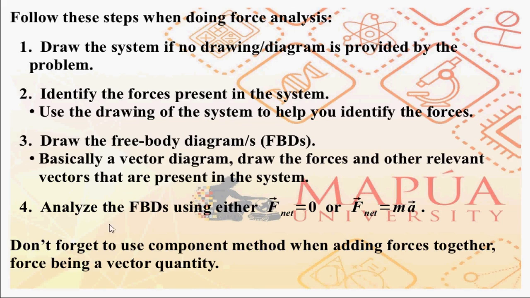And then the last step is analyze the free body diagrams that you have drawn using either F net is equal to 0, equilibrium system, or F net is equal to MA, accelerating system. F net, again, is summation of all the forces acting on the object. So, summation of the forces acting on the object is equal to 0, equilibrium system. Summation of the forces acting on the object equal to MA, accelerating system.